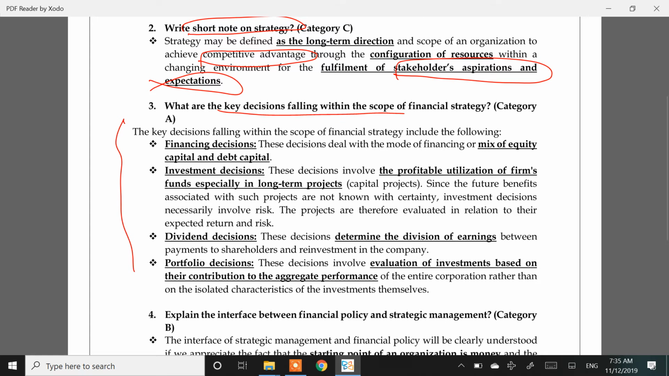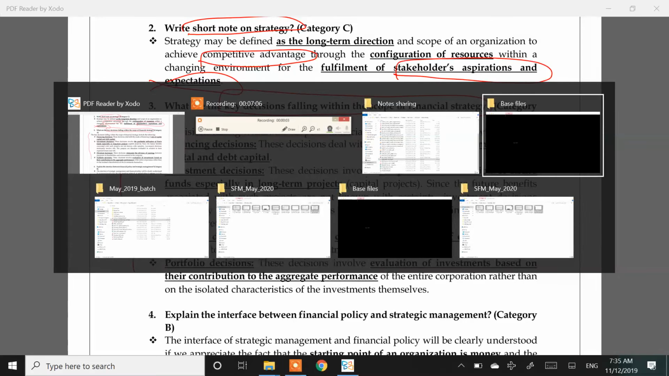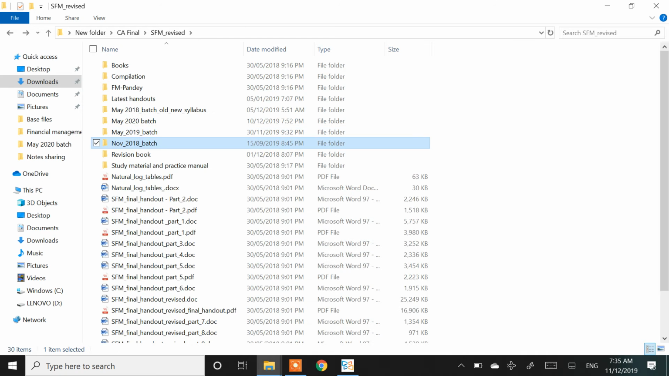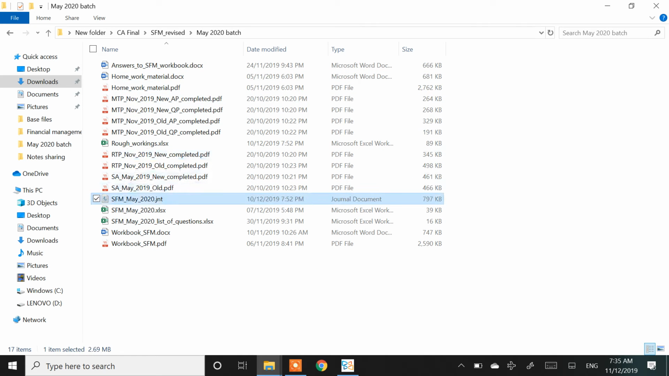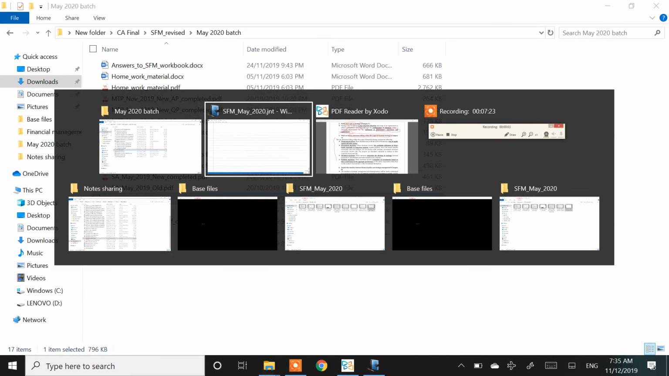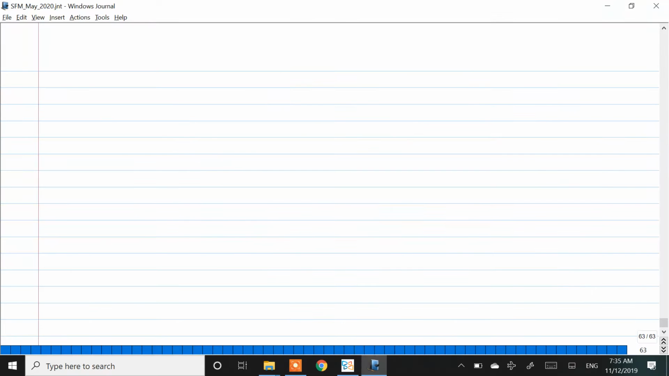This is an important question. What are the key decisions falling within the scope of financial strategy? At inter level, you would have learnt about what a CFO does. Now, just give me a minute. We would have learnt about what a CFO does. So from a CFO point of view, it used to be like this.